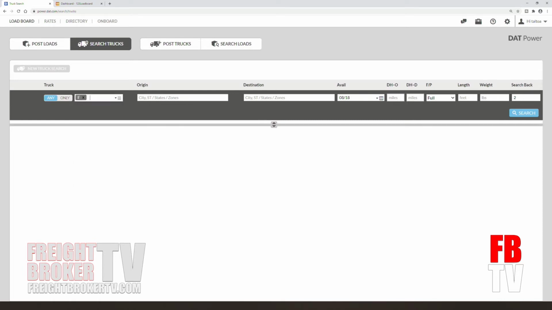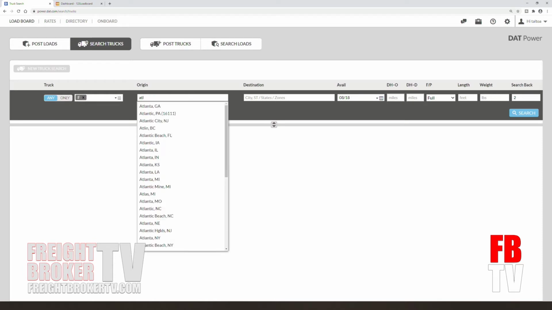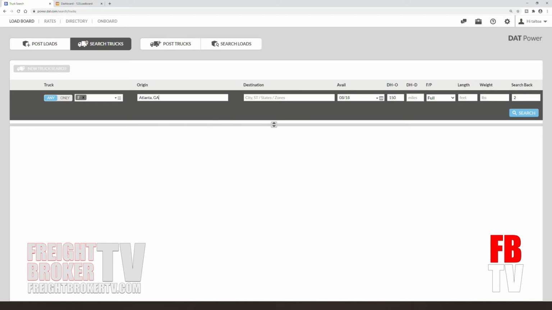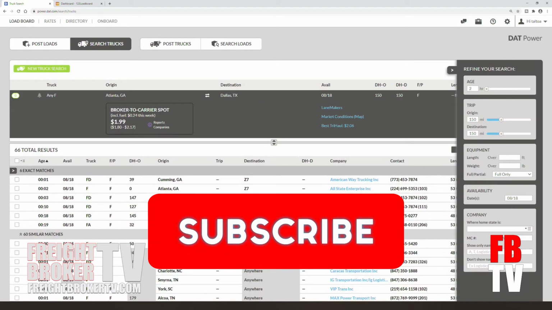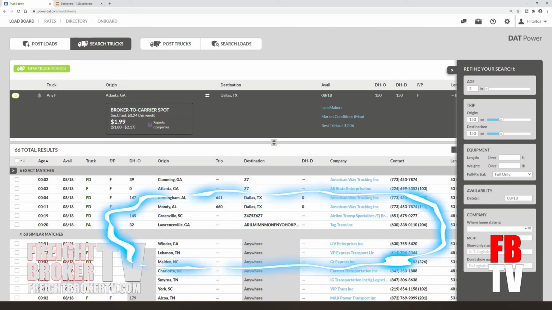So let's say we've got a flatbed load from Atlanta, Georgia to, say, Dallas, Texas. All right, that's all we need. All the information over here to the right of the destination is for when you are looking for a truck. We'll ignore that for the time being. But if we want the spot rate tool, we click search, and there we go, right here.